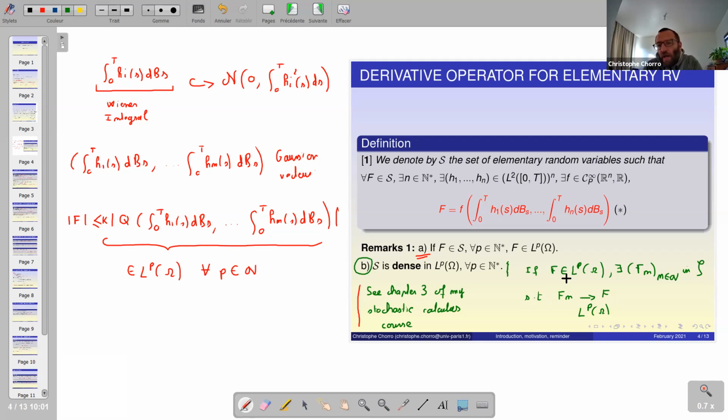And what we are going to do now, okay, is to propose a definition for what will be for us the derivative of such a random variable. Okay, we are going to provide a definition concerning the value of the derivative of this random variable, and then we are going to study the properties of this derivative operator. Okay, so it's what we are going to do now.